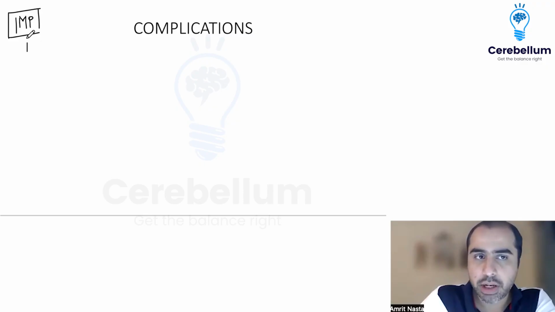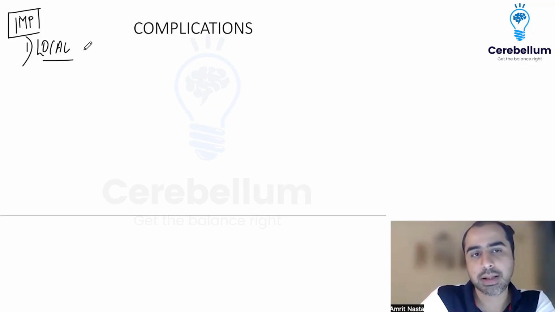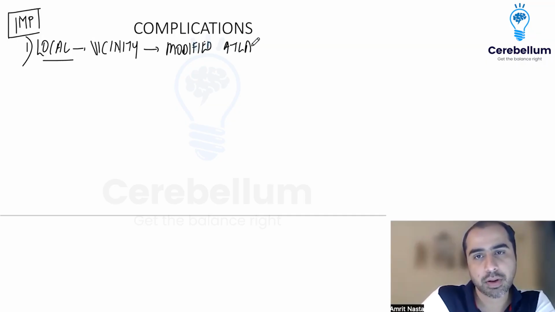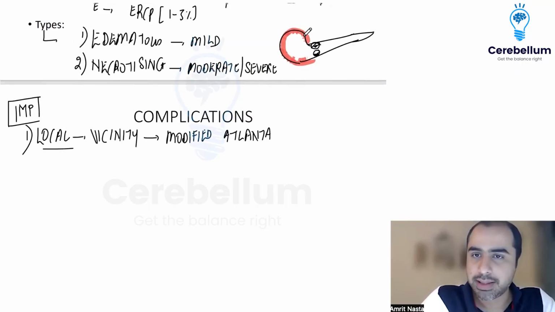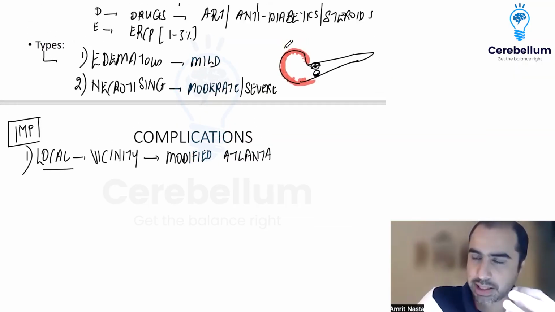Pancreatitis will give you three types of complications. The first one are called local complications. Local means they will happen in the direct vicinity of the pancreas. This is given by a classification which is called the modified Atlanta classification.